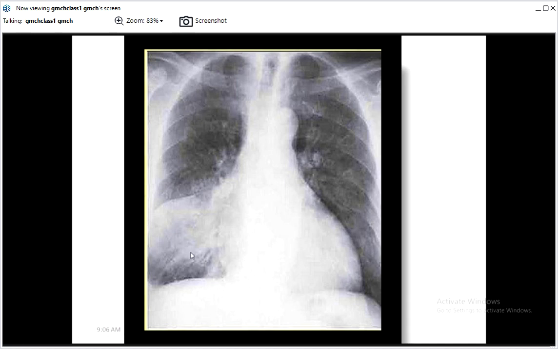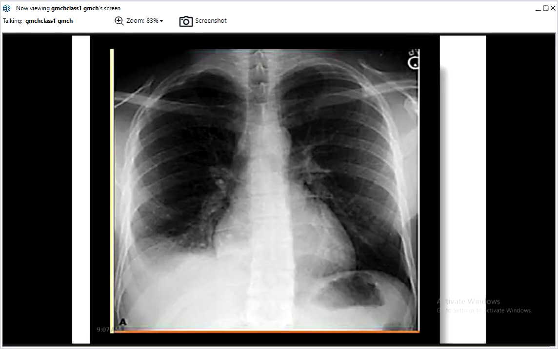But what you see in this radio opacity is that this is not completely opaque. So there are blackish air shadows within this radio opacity. So this is the right middle lobe consolidation.